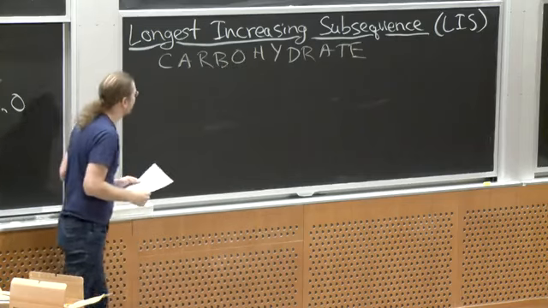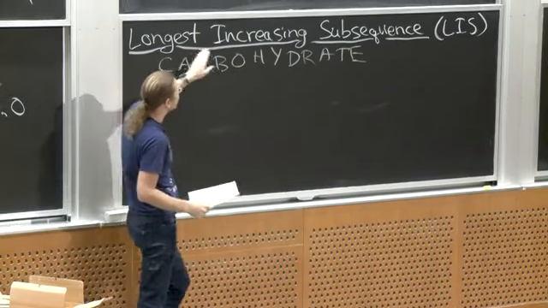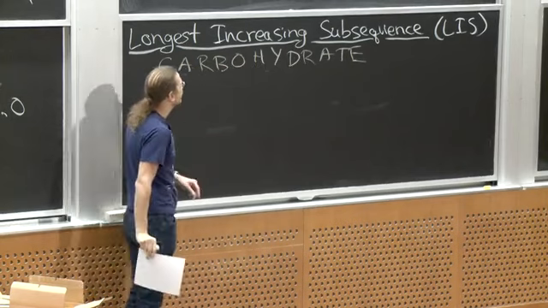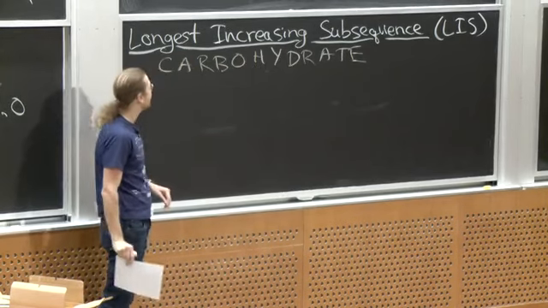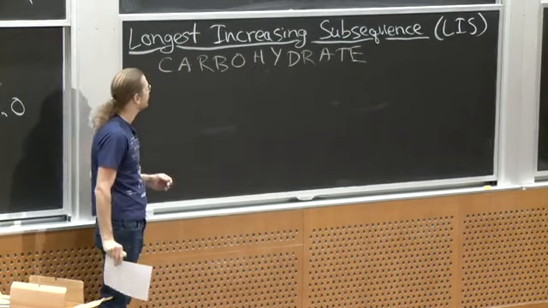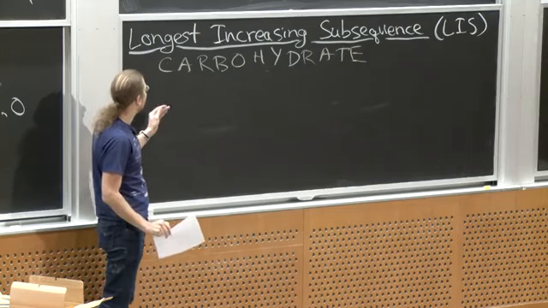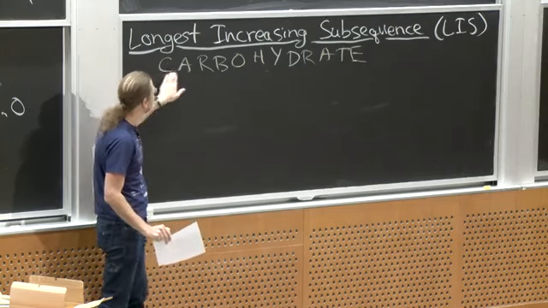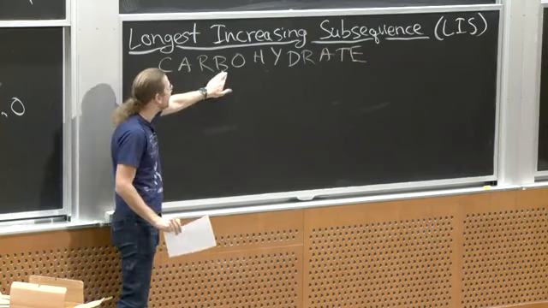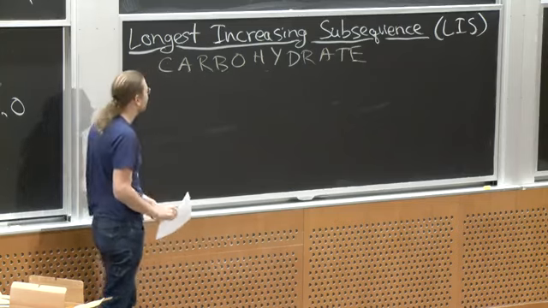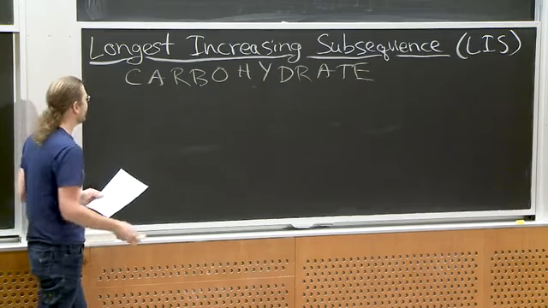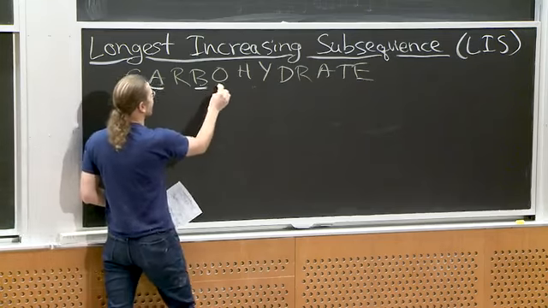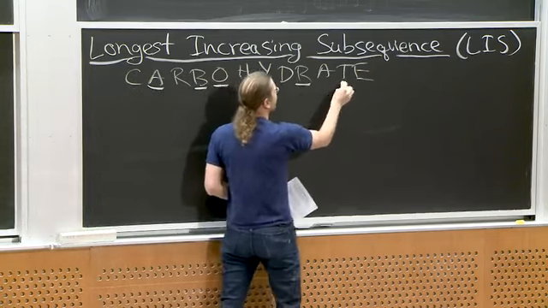So this is a sequence of letters, and I want to find the longest subsequence of this sequence that is increasing, strictly increasing, let's say. So in this case, alphabetically. So I could include CR, for example, but not CB. That would be a descending subsequence. And in this example, the right answer, or a right answer, is abort.